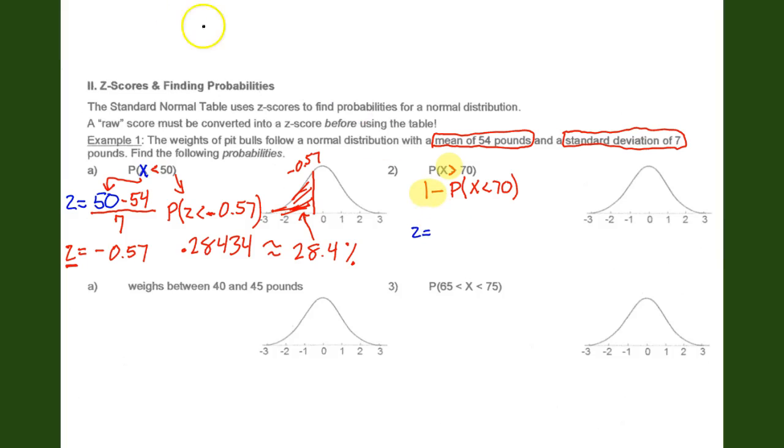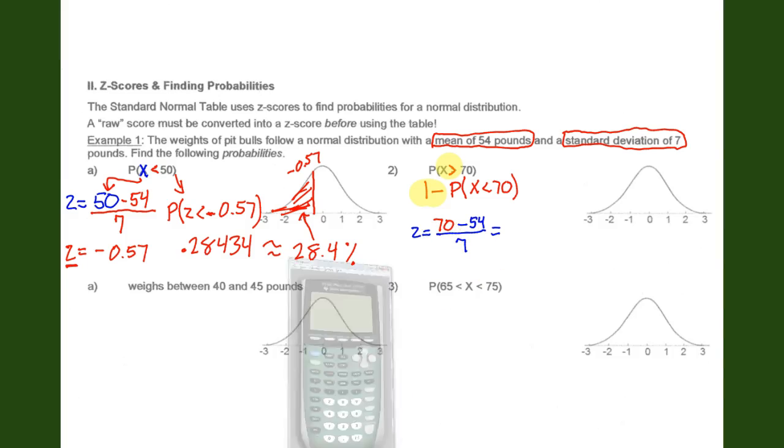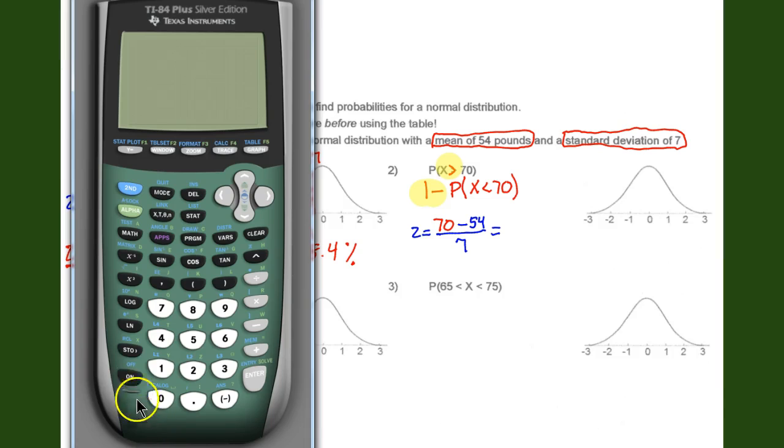We have 70 minus the same mean, 54, divided by 7. And again, always nice to have a calculator handy for all of these. 70 minus 54, 16, divided by 7 is 2.29. Pretty big z-score.